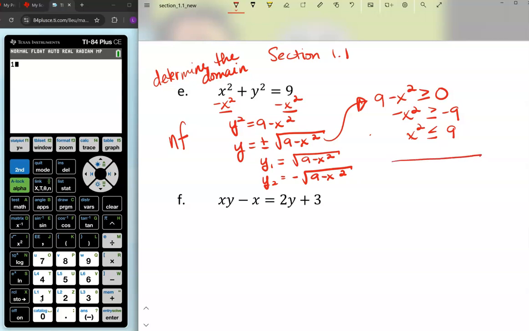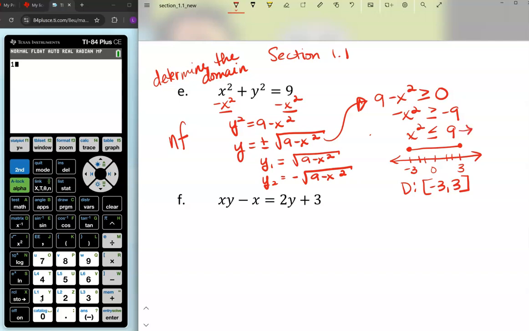So on our number line, well, we already know 3, right? There's 3, and it's a dot because it's equal to. And then the other number that when we square it, we get 9 is negative 3. And we're looking for all of the x values that is smaller than that. So we're looking for this. Okay, so we would say the domain is from negative 3 to 3.